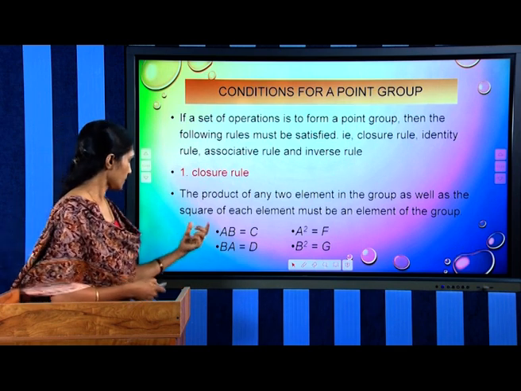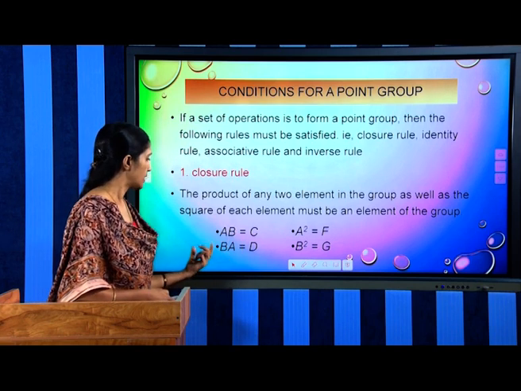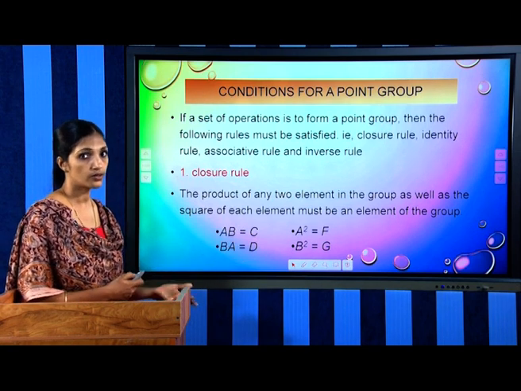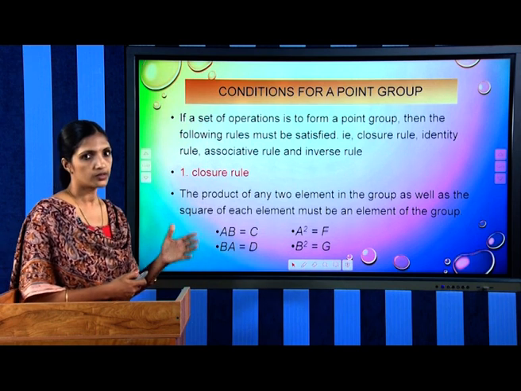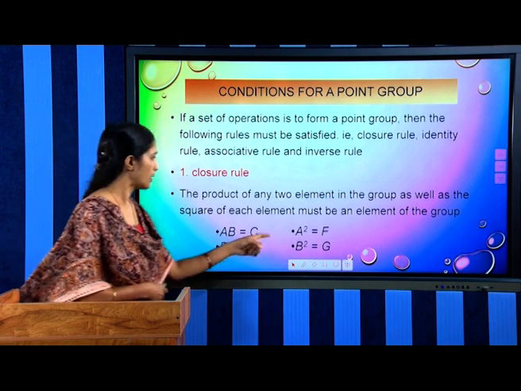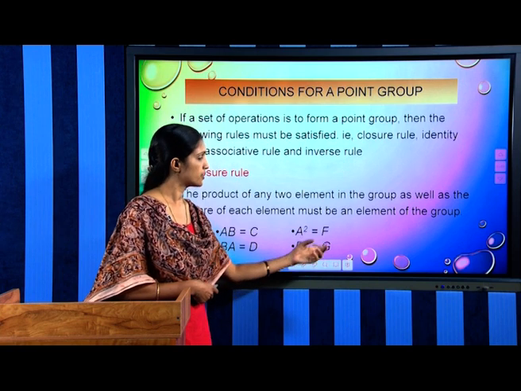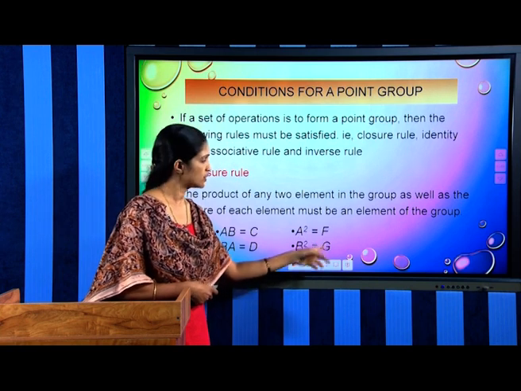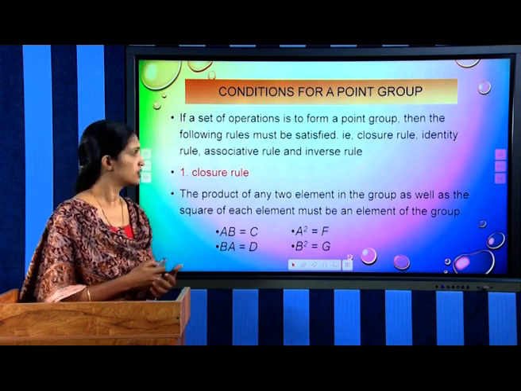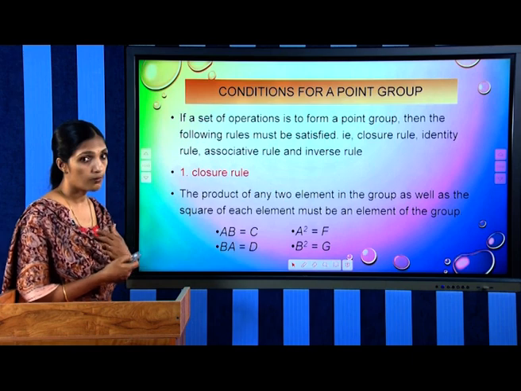That means, if A and B are 2 elements such that AB is equal to C and BA equal to D, then C and D will be elements of the group, and also their squares will be elements of the group, right. So, A square is equal to F and B square equal to G. These are 2 different operations resulting, and these will also be elements of the group. Okay. So, this is the closure rule, and it must be satisfied by the elements of the point group.